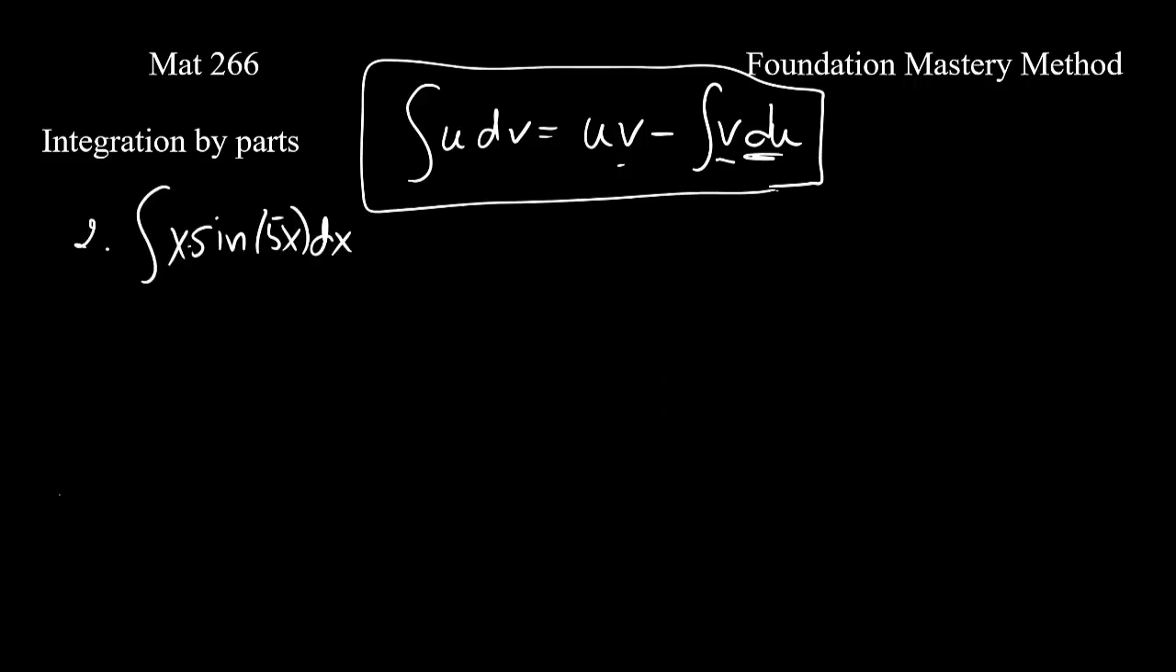For the next example, let's look at integrating something that involves a trigonometric function. So x times the sine of 5x dx. We will let, again, u be our algebraic function, so u equals x, and then everything remaining, sine of 5x dx in this case, will equal dv.